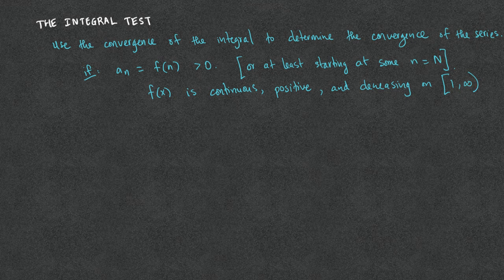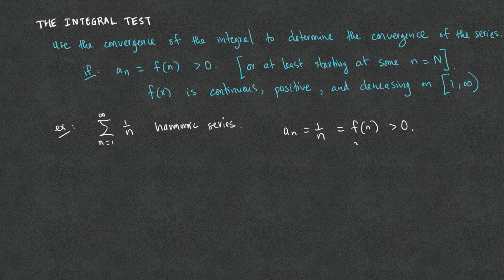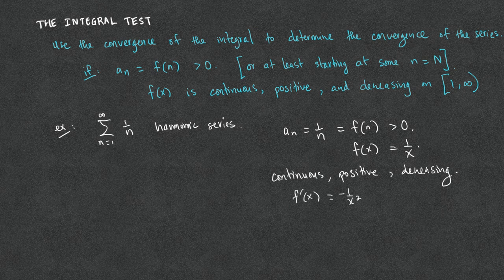For example, consider the harmonic series, the sum of 1 over n, as n goes from 1 to infinity. The a sub n terms is 1 over n, which can be written as the function f of n. Since n is greater than or equal to 1, all the terms are positive. F of x is 1 over x. We see that this function is continuous, positive, and is also decreasing. It is decreasing because the first derivative is negative 1 over x squared, which is negative, and so if the derivative is negative, then the function is decreasing.